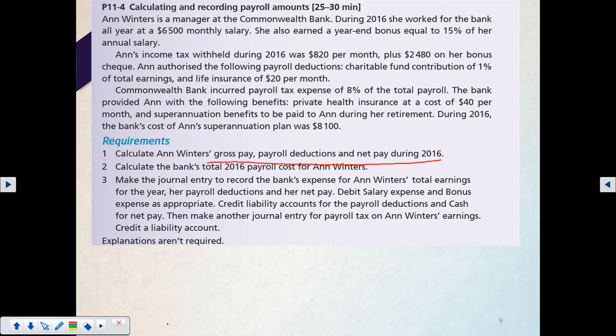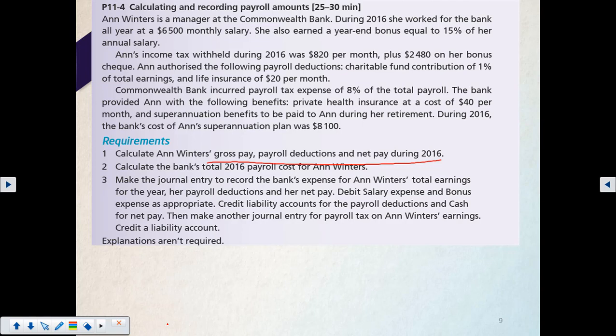It's supposed to be 76,243. So this is 78,000, 11,700. What is this 2,480? It's on our bonus. 820 is going to be income tax, plus the 2,480 on our bonus, which is only for one time. Yeah, only for one time. Why 76,243? Yeah, 243.